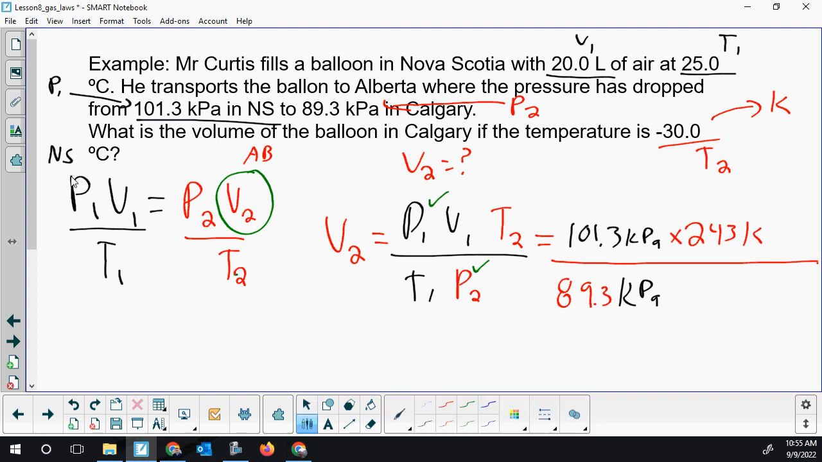T1 is the 25, and I have to add 273.15 to that, so that's 298 Kelvin. Again, I didn't write out all the decimal places to make things fit on my board, but you're keeping all your digits. Last, we've got V1, the original volume, which is 20 liters. So I barely fit everything in.